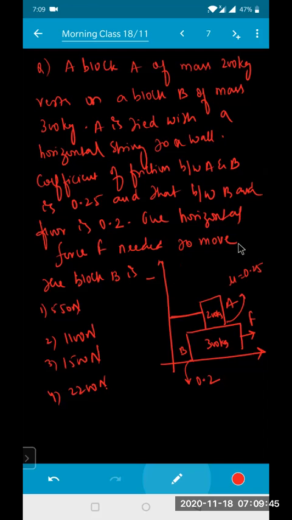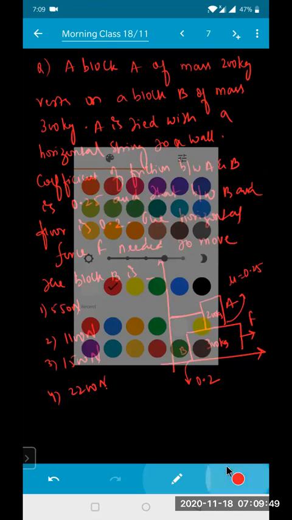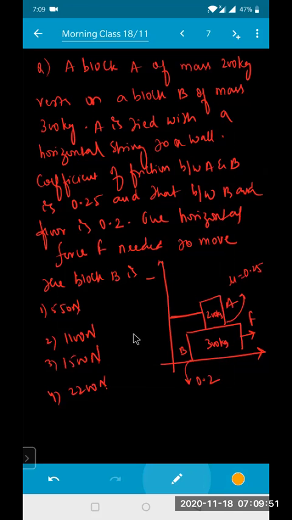So first draw the FBD independently. Break the system and try to draw the FBD. I will give you 2 minutes. Sir, there is a force from the string also, no? Yes, there is a force due to the string also, but it is not moving.